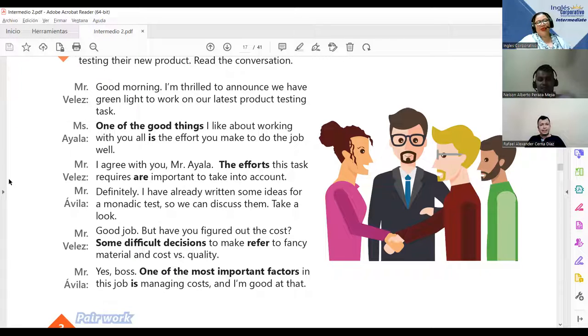Definitely. I have already written some ideas for a monadic test, so we can discuss them. Take a look. Good job. But have you figured out the cost? Some difficult decisions to make refer to fancy material and cost versus quality. Yes, boss. One of the most important factors in this job is managing costs. And I'm good at that. Great, guys. I think we may go to the main room. Let's go back.